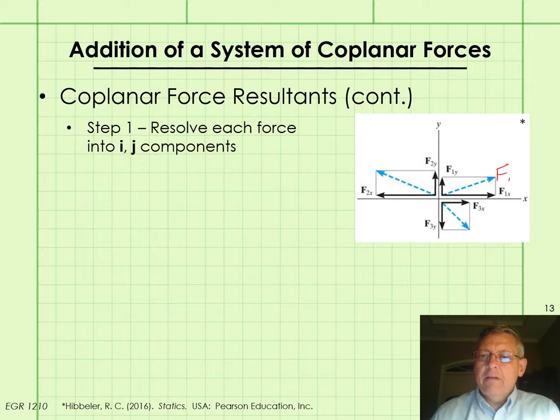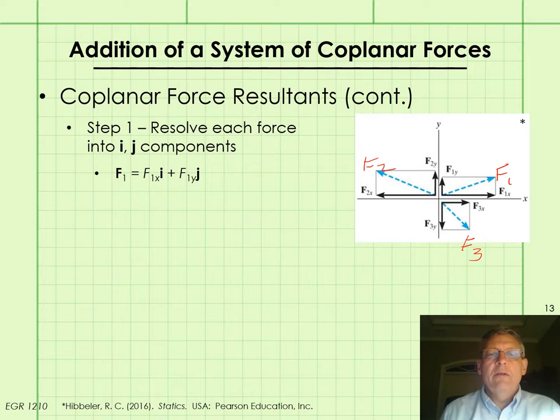Remember that this is force F sub 1, this is force F sub 2, and this is force F sub 3. So if we write F sub 1 in Cartesian form, or in terms of its i and j components, we're going to write that F sub 1 equals F sub 1x i plus F sub 1y j.